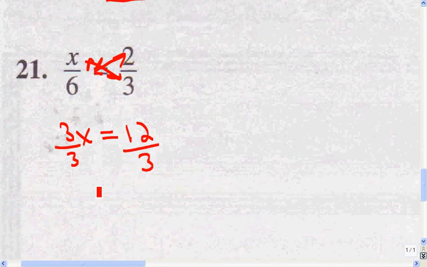Cross multiply again. x times 3 is 3x. 2 times 6 equals 12. Divide by 3 to get x by itself. The 3 is canceled out. I get x equals 12 divided by 3, which is 4. That's it.